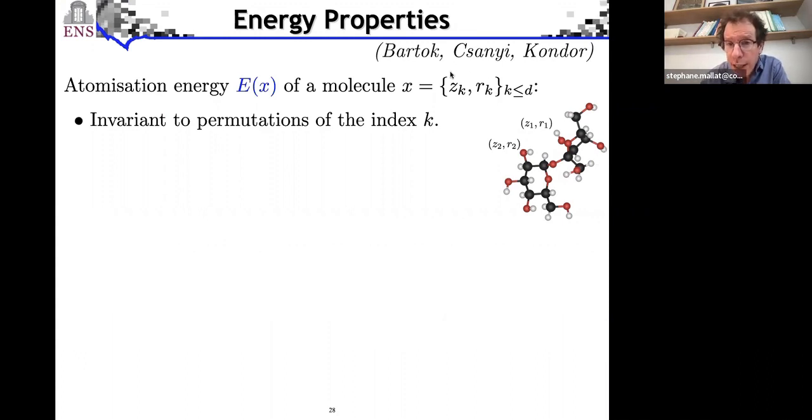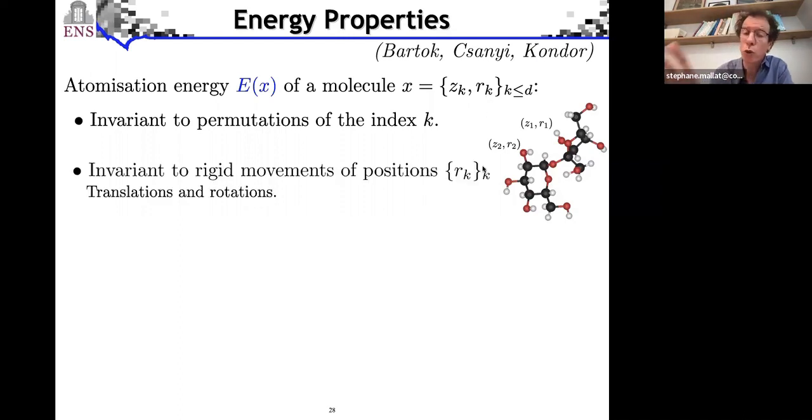What we're given is a list of atoms. So obviously, this list gives, as I said, the charge and the position, and the energy is invariant to the indexing of the list. First obvious property. Second property, the energy is invariant to translation of the molecule.